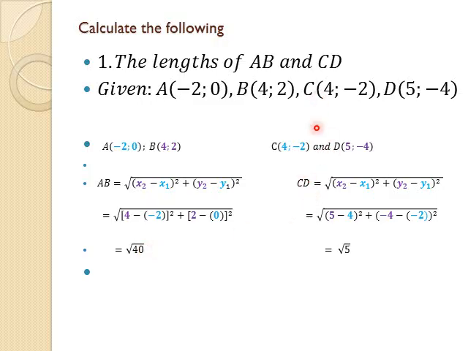CD: to get the length of CD, again, the square root of (x2 minus x1) squared plus (y2 minus y1) squared. So that becomes 5 minus 4 for my x value, squared. For my y values, minus 4 minus minus 2 becomes negative 4 plus 2, which gives me negative 2 squared. And 5 minus 4 gives me 1 squared. So 1 squared is 1, and 2 squared is 4. 4 plus 1 gives me the square root of 5.